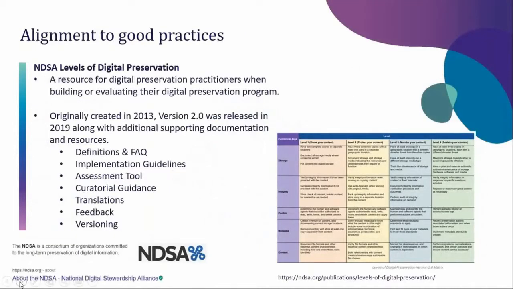During last week's training, both Andrew and Rachel mentioned the NDSA levels of preservation, and I'd like to take just a moment before turning this over to Andrew to make sure that everyone on the call is familiar with this resource. The version 2 matrix seen in the lower right includes 5 functional areas: storage, integrity, control, metadata, and content. And across the top of the matrix are the 4 capability levels: know your content, protect your content, monitor your content, and sustain your content.